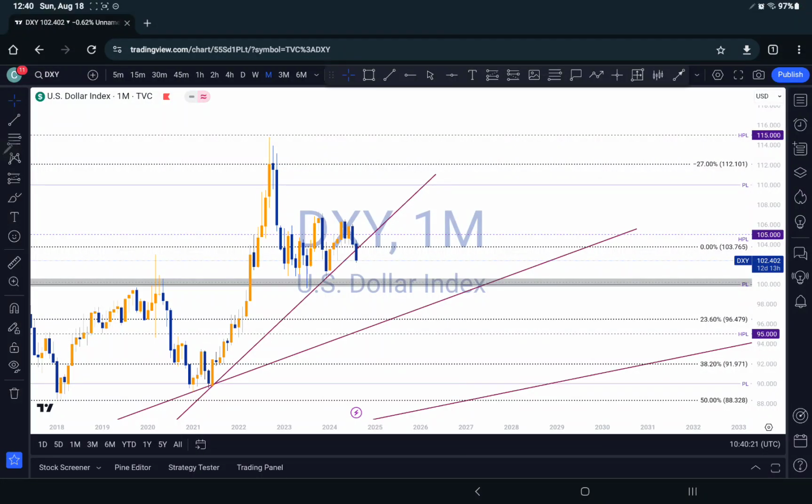Hi guys, so this is an analysis update on DXY guys. What am I expecting on DXY? So I'm gonna do a top-down analysis on DXY.